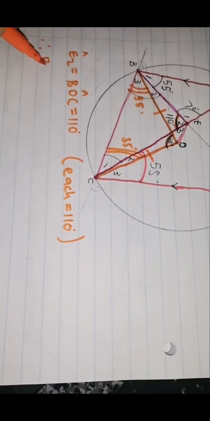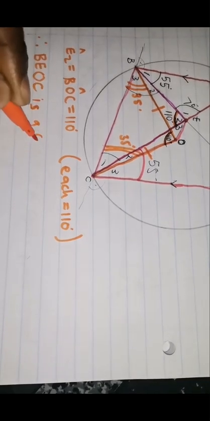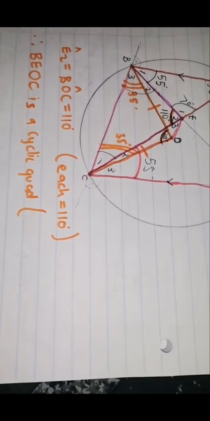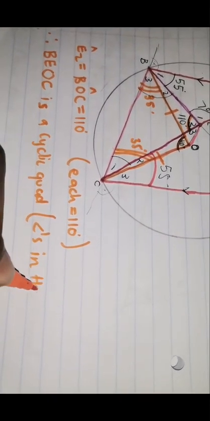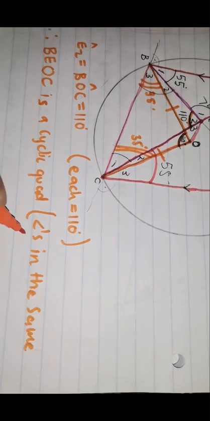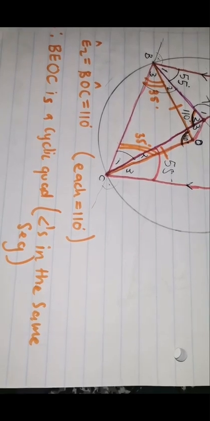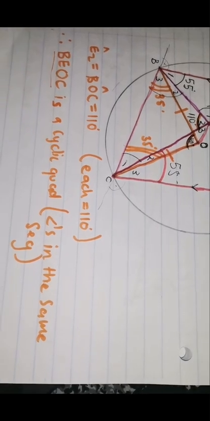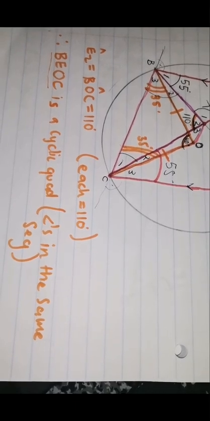Therefore, BEOC is a cyclic quad. Why are you saying that? That reason I told you about: angles in the same segment. Then you are done, guys. You have proven that this is a cyclic quadrilateral. You don't just say angles in the same segment here. No, you're going to get it wrong because you haven't proven that BEOC is a cyclic quad. You only say that at the end of your solution. Then you are done.